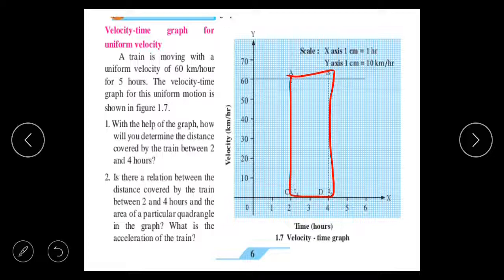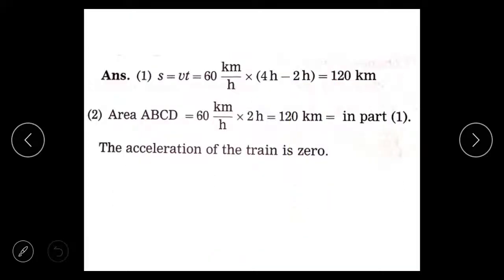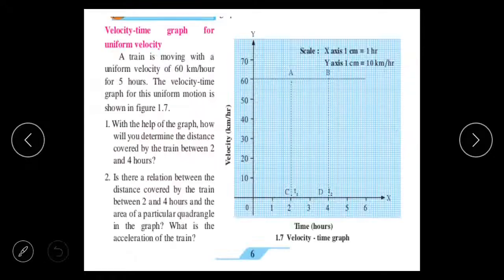What is the acceleration of the train? This is also calculated here. So if we calculate the area of ABCD, if you observe this, ABCD is a rectangle. What is the formula for the area of a rectangle? Area of a rectangle is equal to length into breadth.